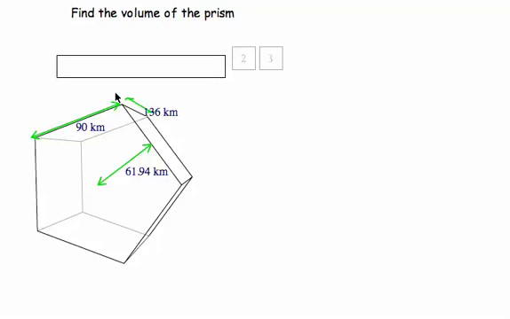Find the volume of the prism. Okay, the volume of any prism is area of the base times the height. Now this is a polygon, so what we have to do is find the area of the face of the polygon. Now I'm just going to rotate this shape a bit.